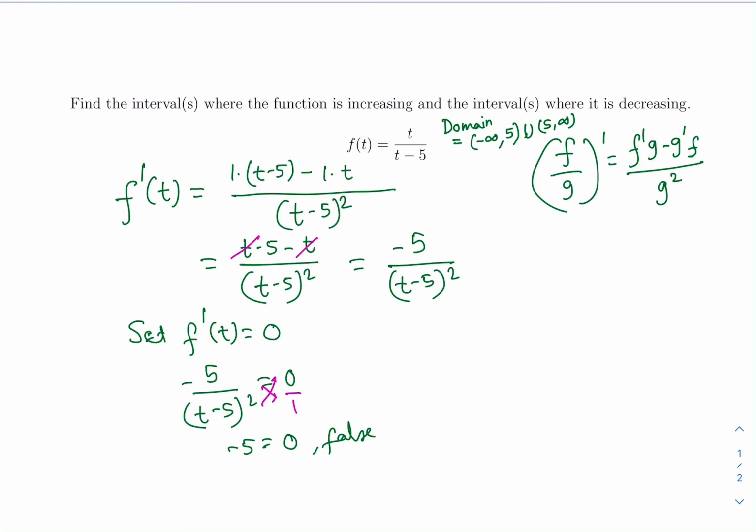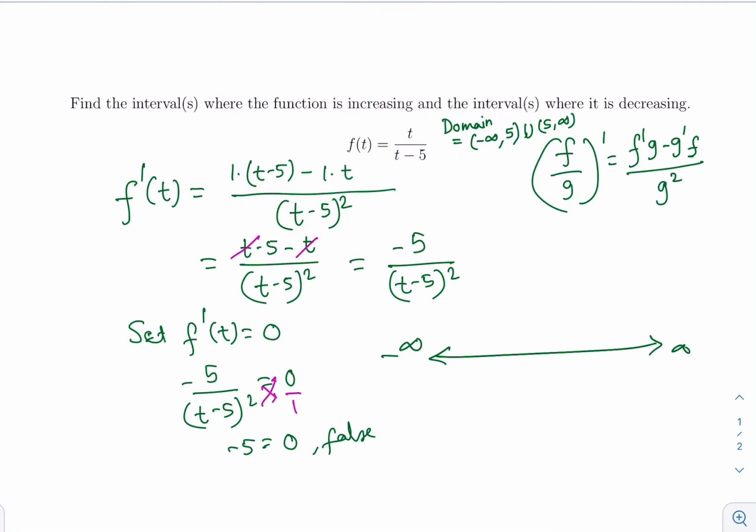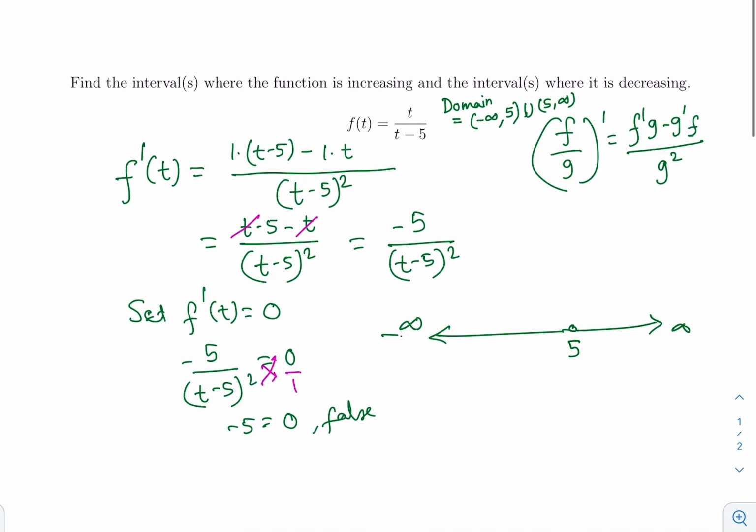So let's look at two intervals then. The domain is negative infinity through infinity, and there is 5 missing from the domain of the function. Because 5 is not in the domain, we can just get rid of that. So there is a hole at 5. So we need to look at two intervals, negative infinity through 5 and 5 through infinity. Now we pick a representative from each interval and plug that into the first derivative.